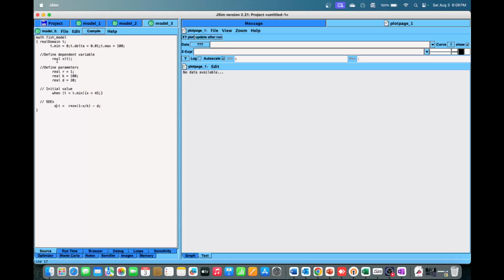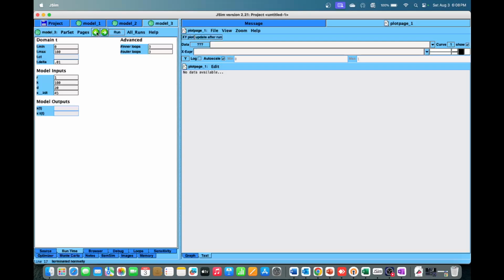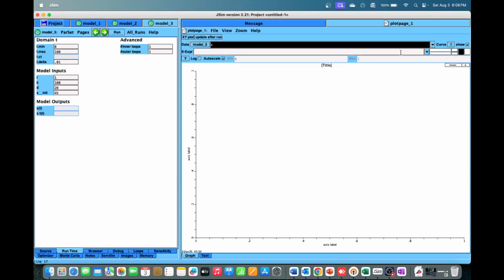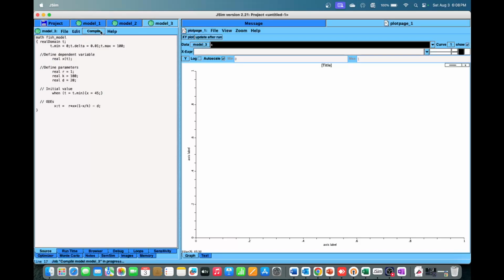Once you have the code, you compile it. After compilation, these are the parameters that come up here. If you want to see the data, choose the data from here. In this case our model 3 is the data, and then you check, say, x versus t, and then you run again. Then you go to the source and compile again.